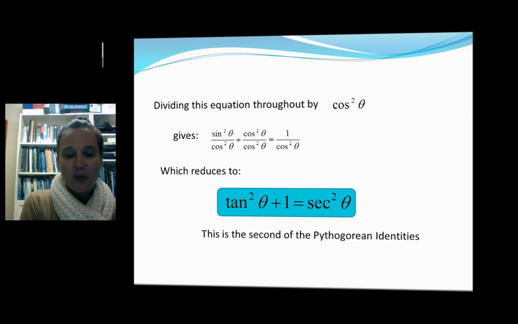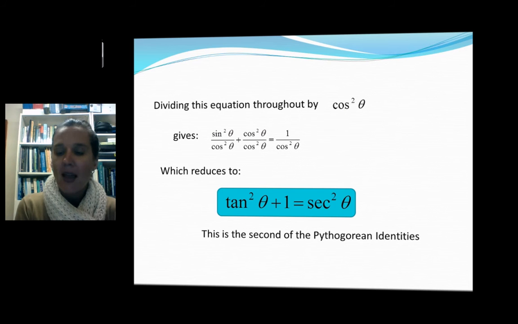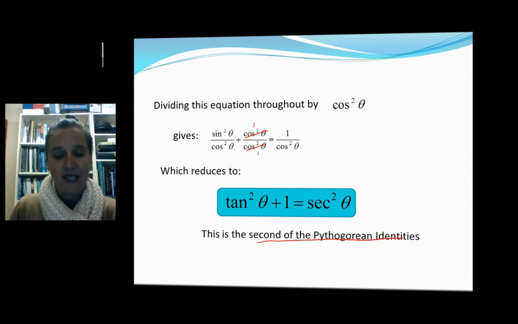So if we take this equation, sine squared theta plus cosine squared theta is equal to 1, and we divide throughout by cosine squared theta, these ones will cancel out to 1. We know sine over cosine is equal to tan. So this becomes tan squared theta plus 1, and 1 over cosine theta is equal to sec theta. So this is our second of our Pythagorean identities.